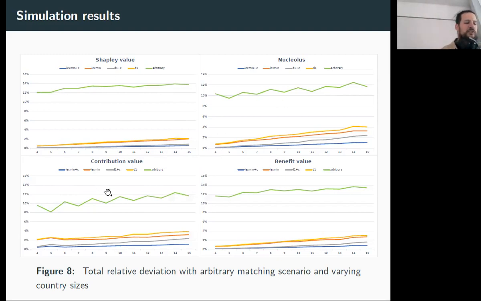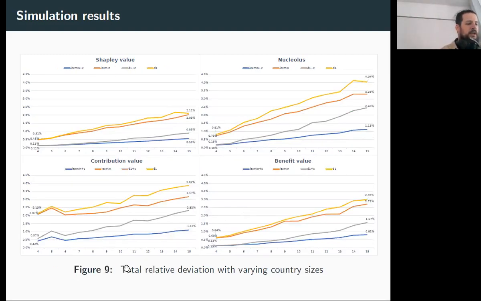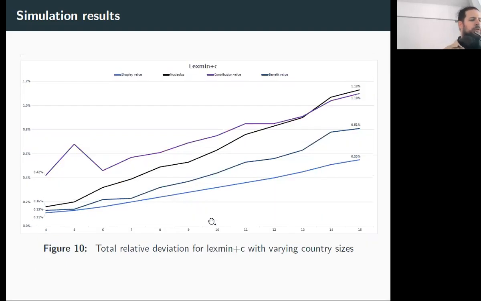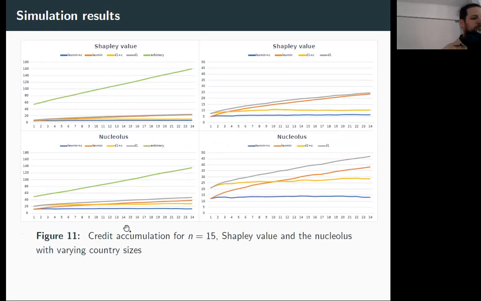So this is with arbitrary matching. This is the relative deviation, and again, the order of the allocations, which allocation produces the best result, or the order of the scenarios, which scenarios are more favorable, these are completely the same. It's just that there are some weird things happening sometimes. If we have a low number of countries, the effect of country sizes being different can make funny stuff. That's true, but everything else is pretty much the same.